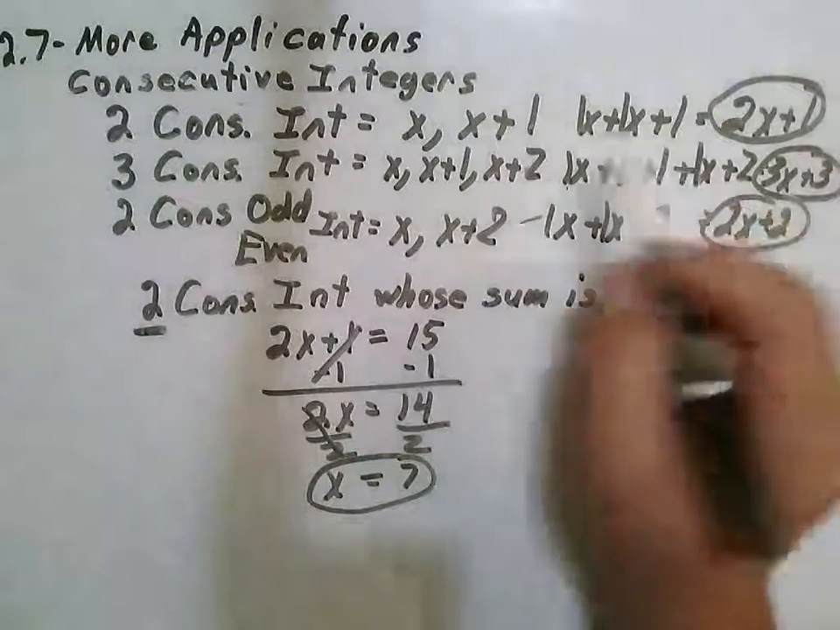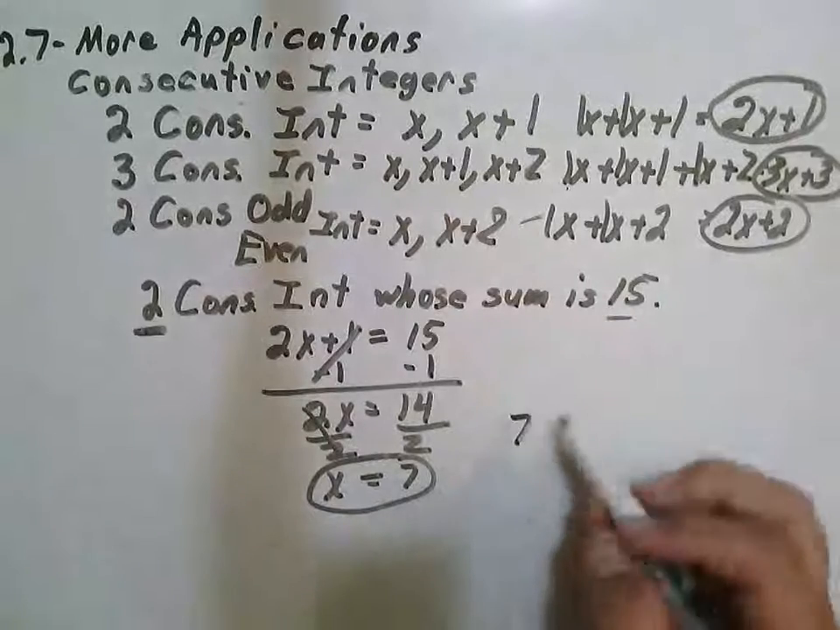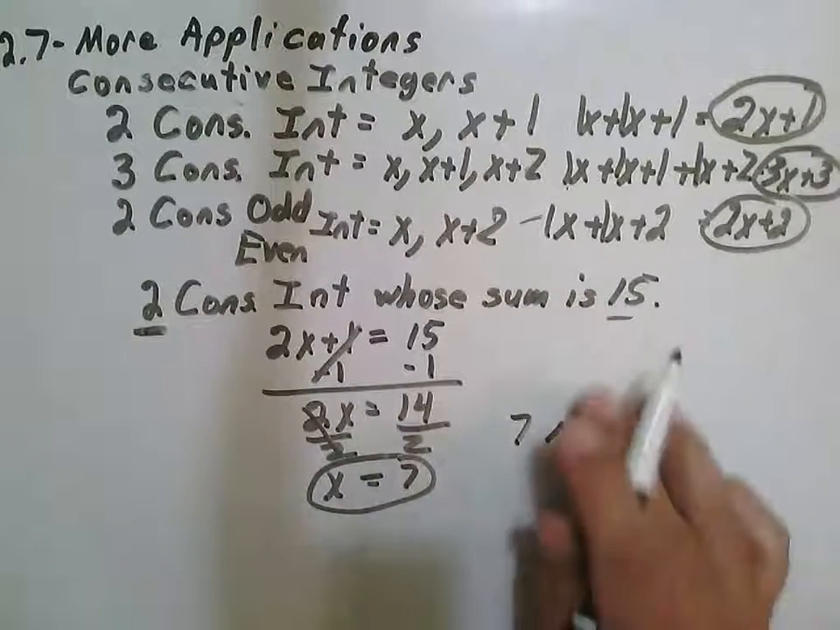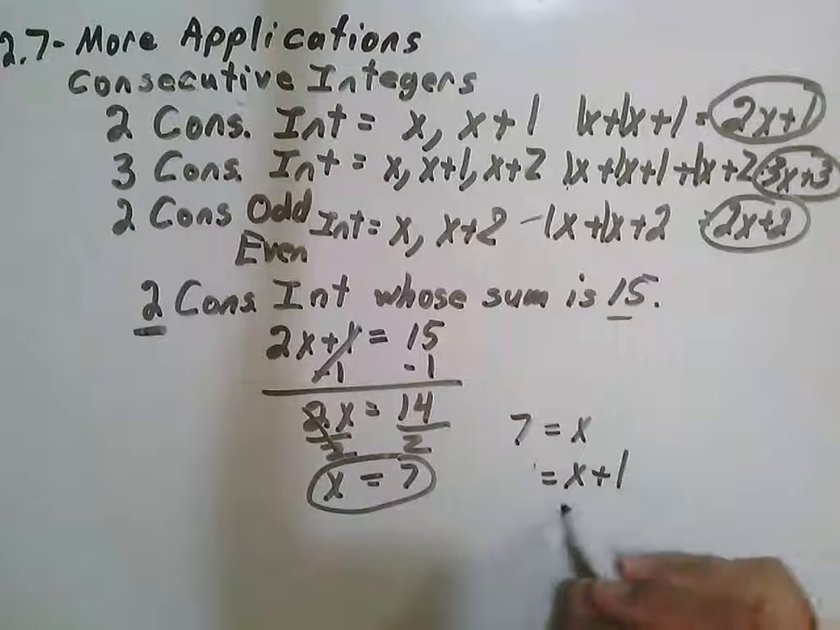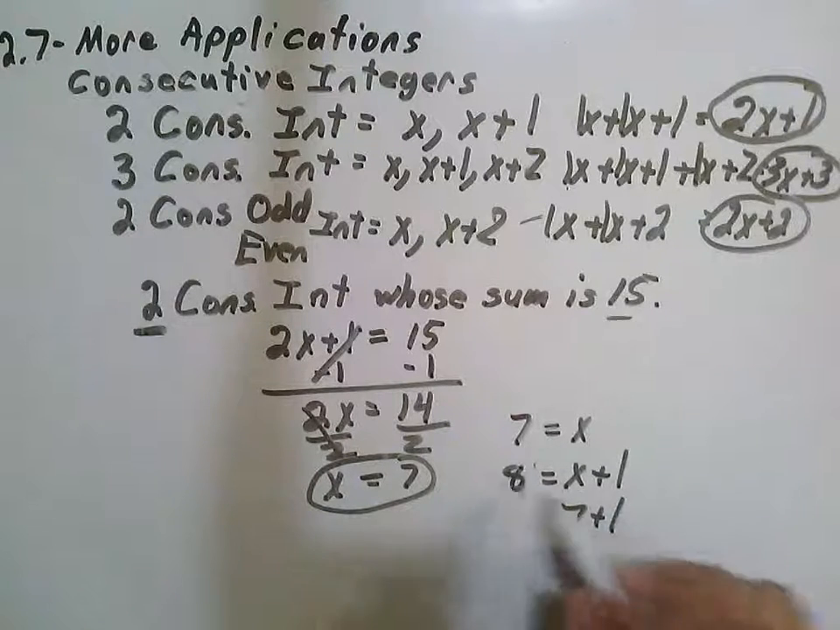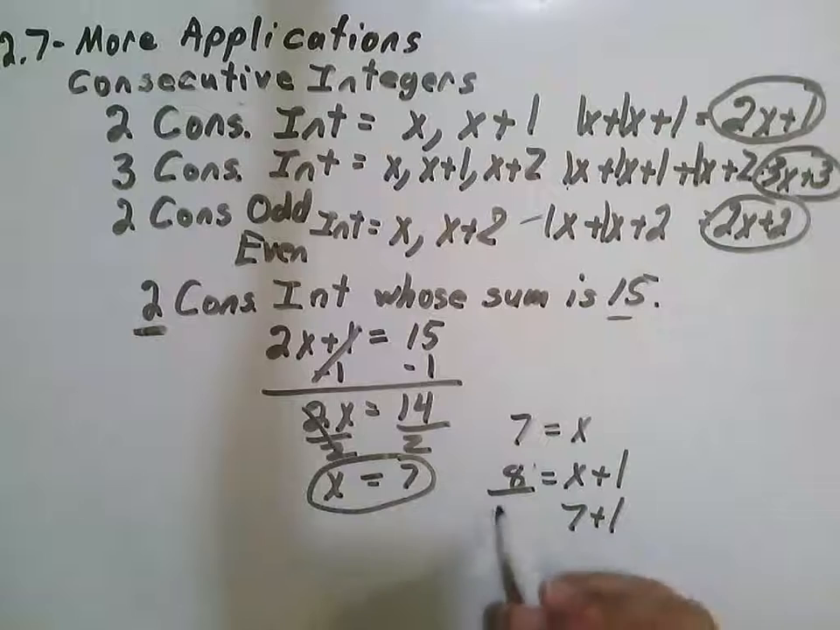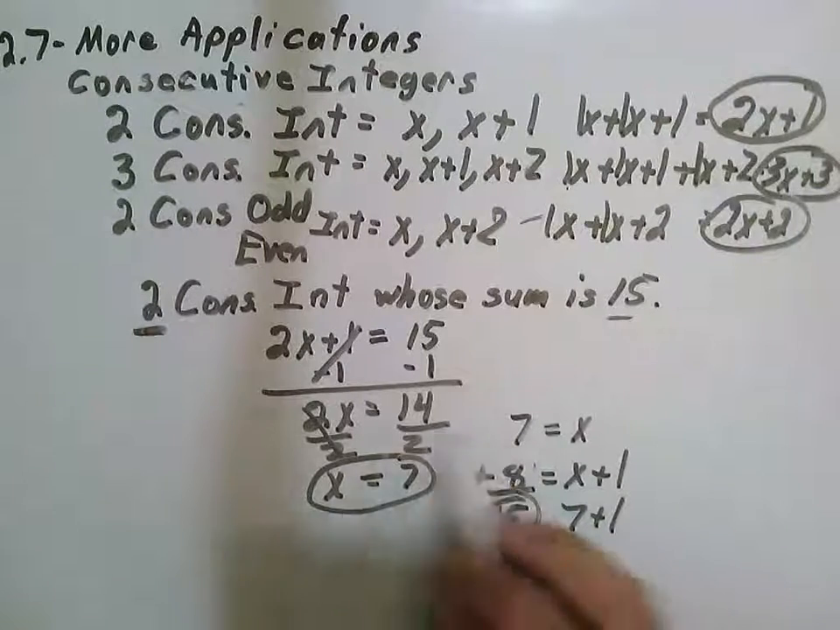So my first one would be x, which is 7. My next one would be x plus 1, which would be the same thing as 7 plus 1, which would be 8. If I added both of these together, it gives me 15, and that would be my total, and that's what I'm looking for.